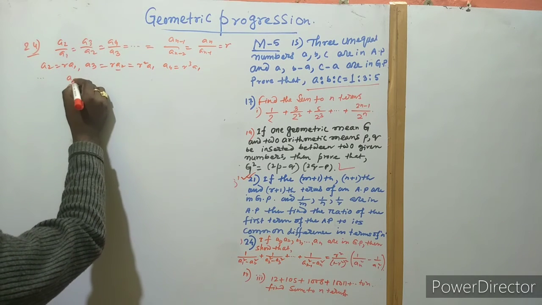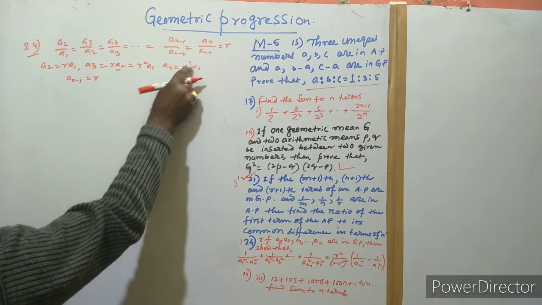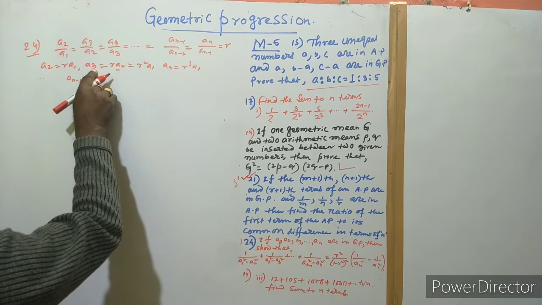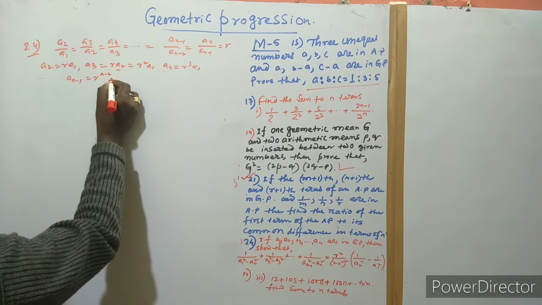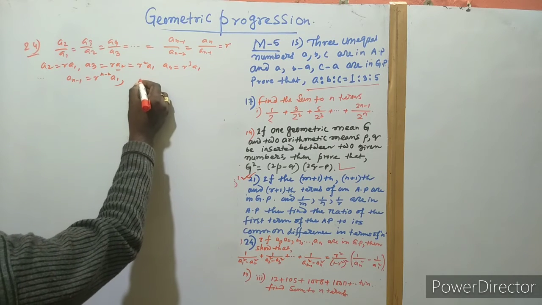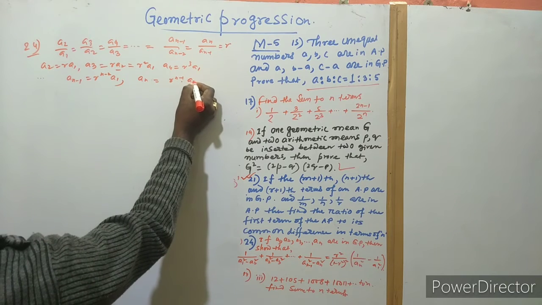A suffix n minus 1, that is equal to R to the power, if 4 then we get 3, if 2, 3 then we get square. So if n minus 1, then we get here n minus 2 into A1. And also An, that is R to the power n minus 1 into A1.